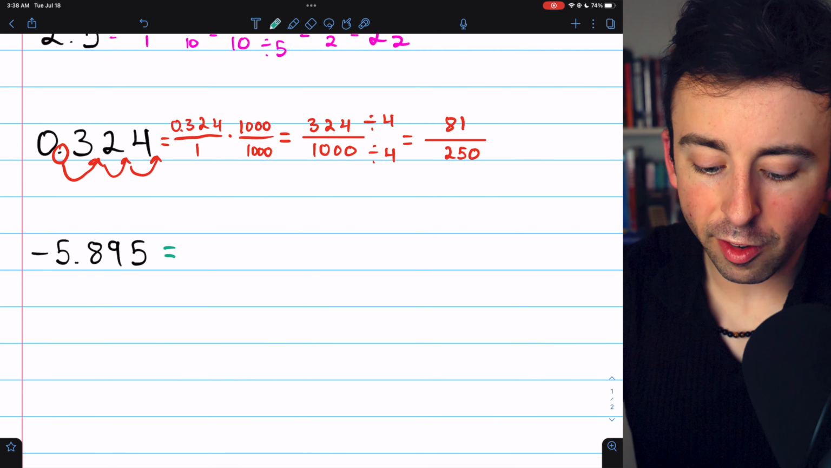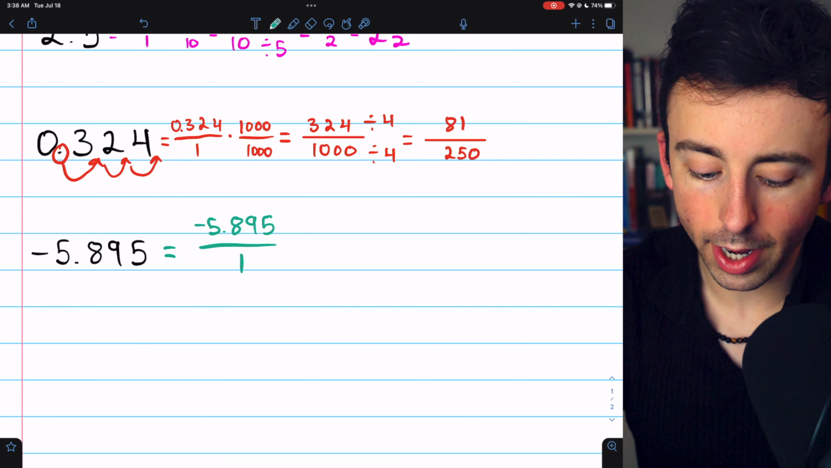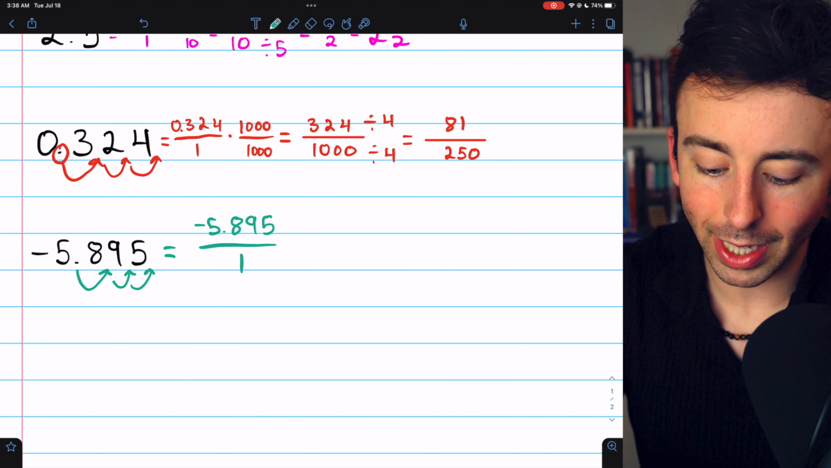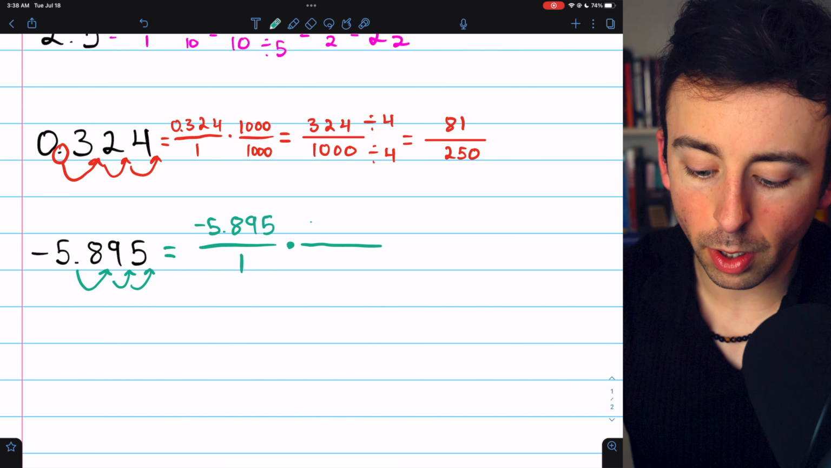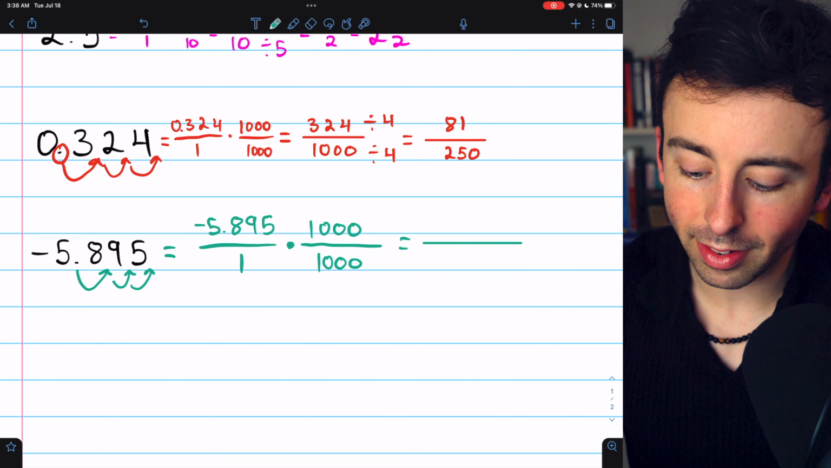Finally, negative 5.895. Again, we'll write negative 5.895 over 1. In this case, once again, we want to move the decimal point 3 places to the right. So we'll multiply our fraction by 1,000 over 1,000. In the numerator, that's going to give us negative 5,895 divided by 1,000.